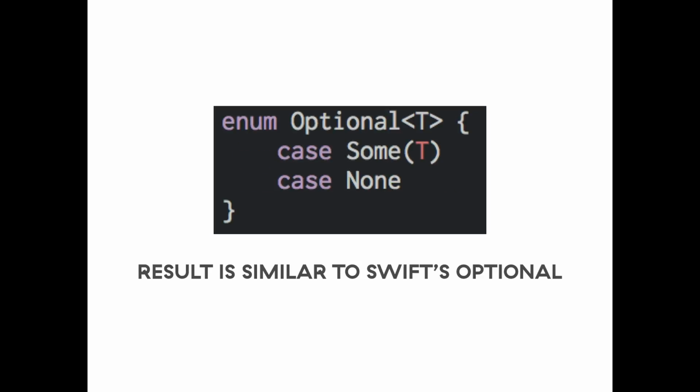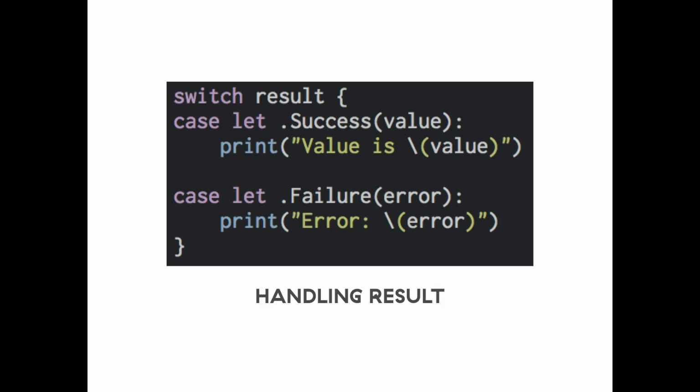So to compare it with optional, it's pretty much similar. And when you receive the result, you will use it like this. So result here is basically you switch it and cover both cases. If the case is success, you can do whatever you want with the value. If something failed, you will jump to the failure case and you will handle the error there.